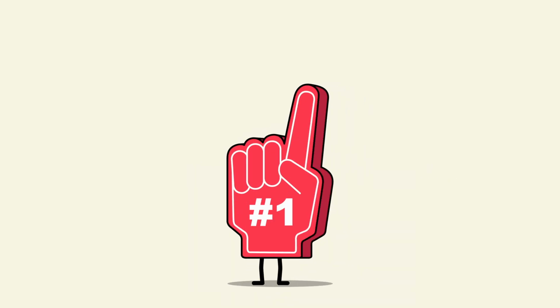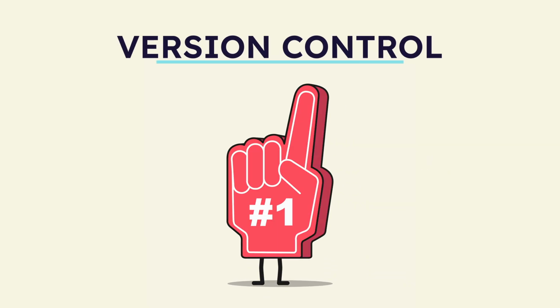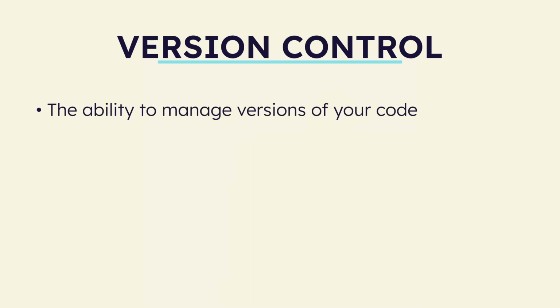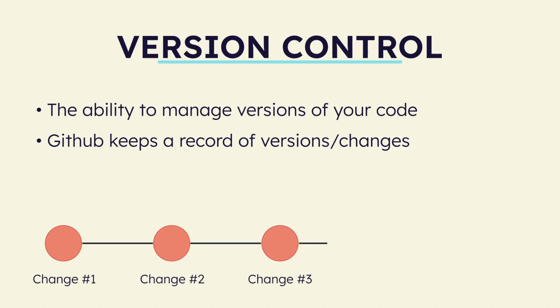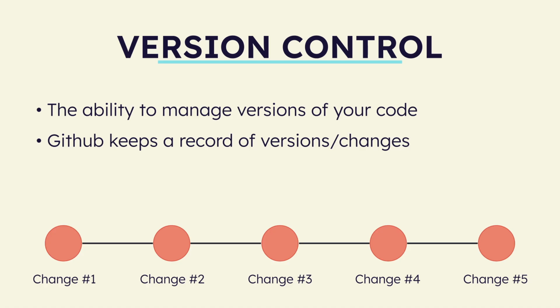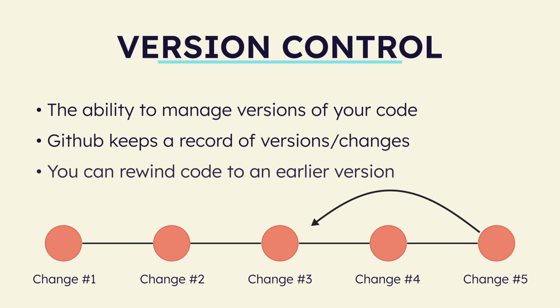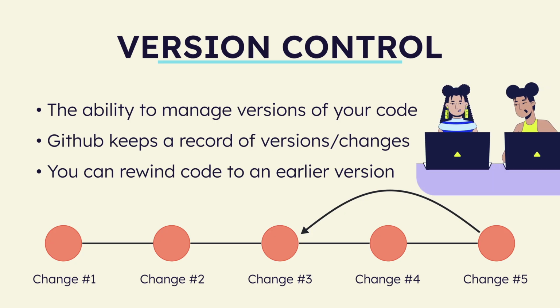The first and arguably biggest reason is version control, the ability to manage versions of your code. Like I mentioned earlier, GitHub keeps a meticulous record of every single change you make to your code. Every line, every character, it's all tracked. That means if you've introduced a bug or accidentally deleted something important, you can simply rewind your entire project back to an earlier working version. It's like having an infinite undo button for your entire codebase. A literal lifesaver for both beginners and seasoned pros.